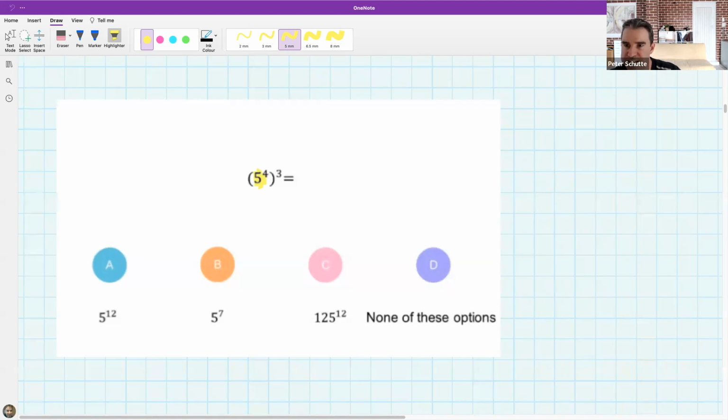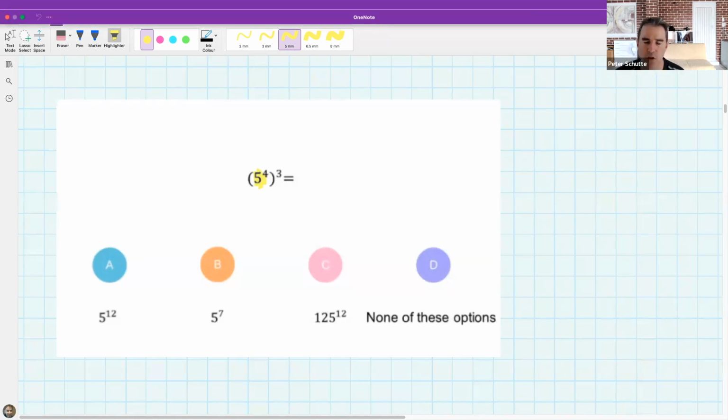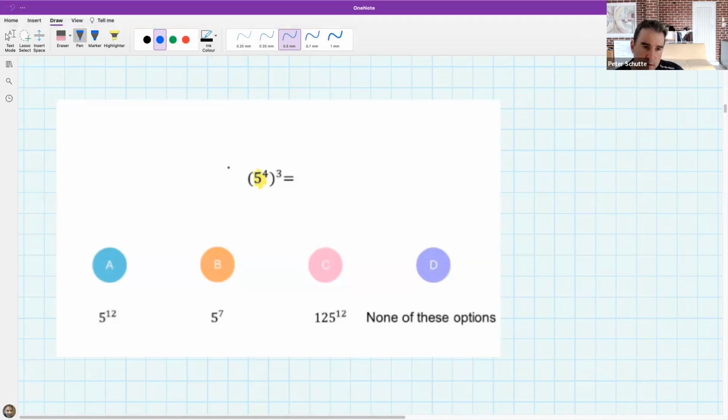Yeah, let's go to Fila. Fila, what were you thinking when you did this question? So since they have a 3 outside, I'm thinking that you multiply everything inside the bracket.